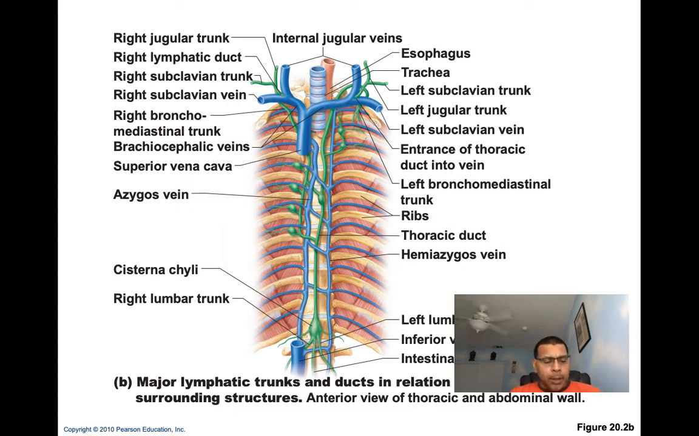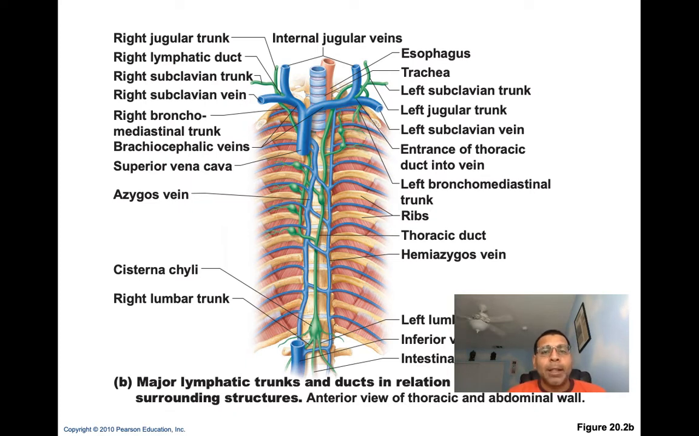Now we have these lymphatic ducts. Here we took care of the lymphatic trunks. Let's talk about the lymphatic ducts. There are two large ducts found here in the thoracic region. The first one is the right lymphatic duct.